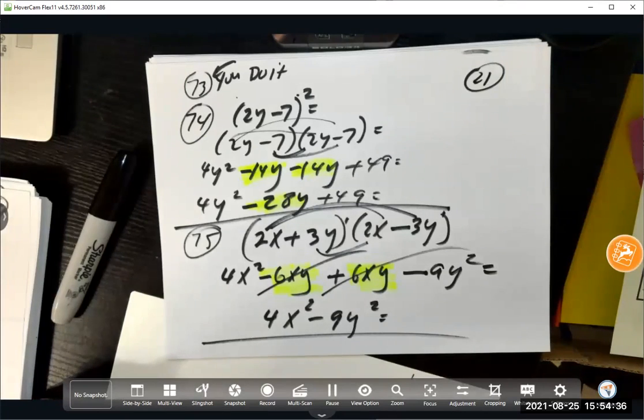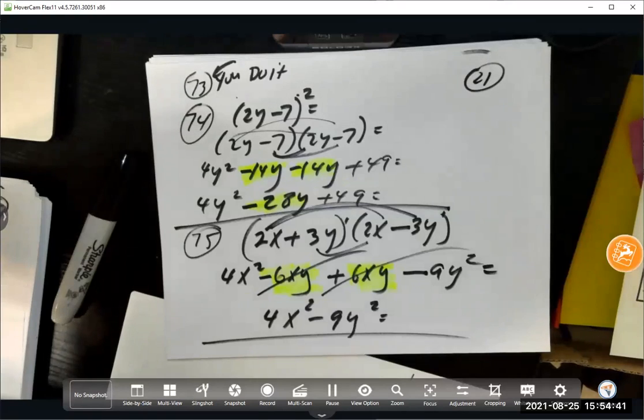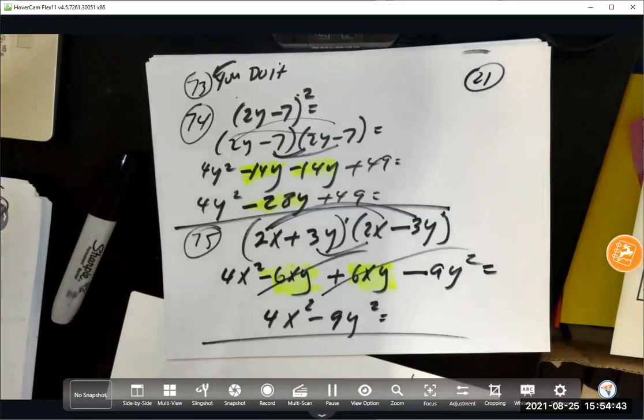What time is it right now? I don't have a clock or nothing. It's 3:54. Oh man, it's already over.